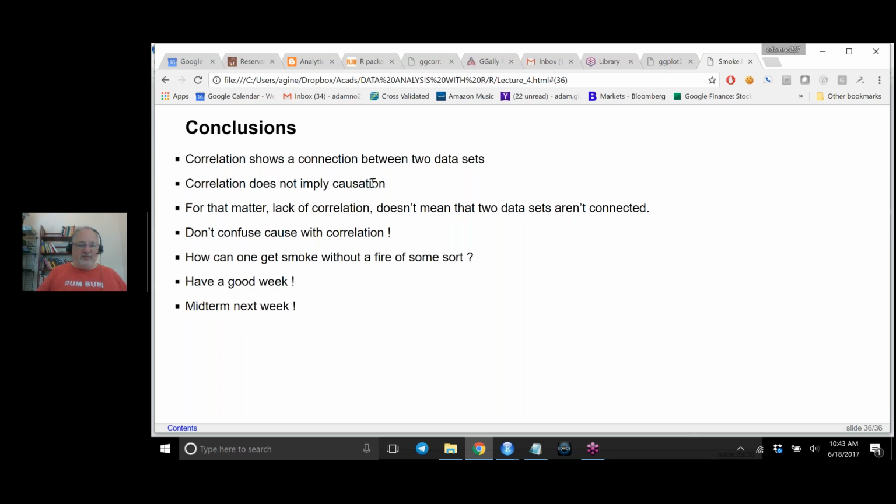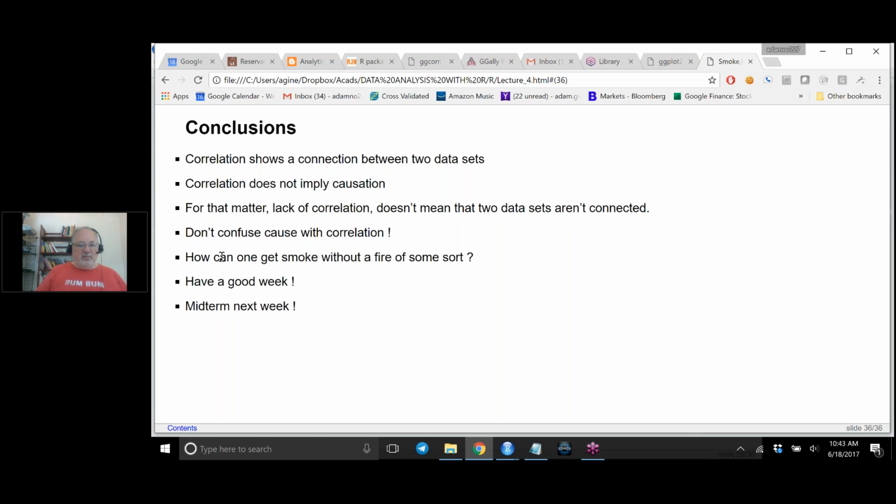It can be confounding factors, as with the ice cream. And as I say, lack of correlation doesn't mean two data sets aren't connected. So let's not confuse cause with correlation. If you want to predict, correlation may be sufficient. If you want to blame, you need to do cause. So don't confuse cause with correlation.